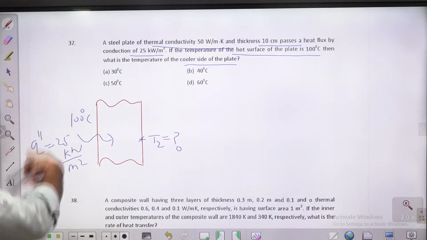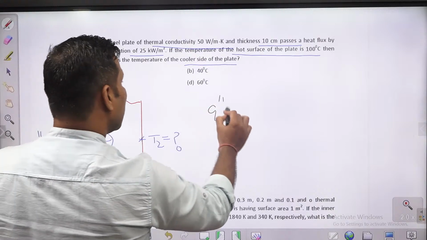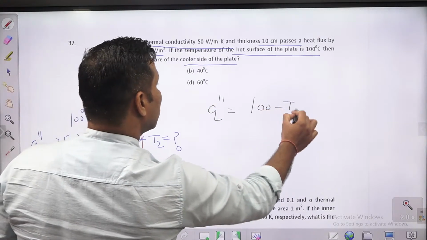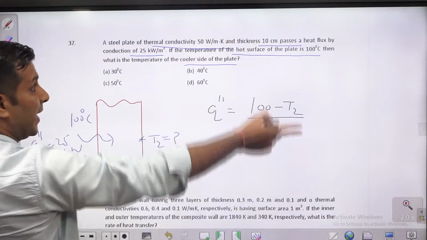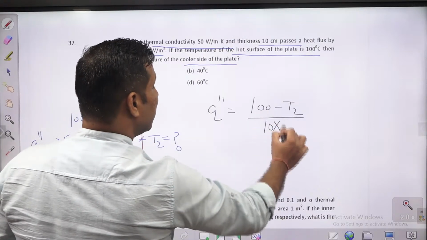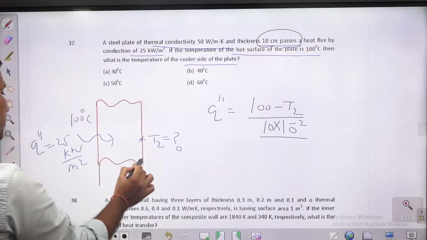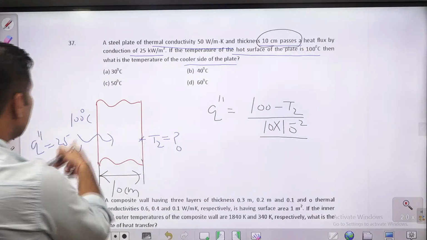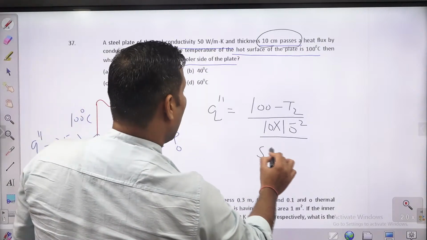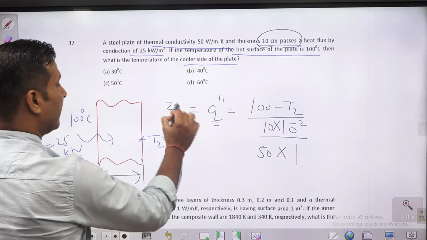Heat flux is the rate of heat transfer per unit area. Conductivity is also given. Heat flux is nothing but the temperature difference, 100 minus T2, divided by the resistance. Resistance is B by Ka. B is the thickness, 10 centimeters, so 10 into 10 to the power minus 2. K is 50. The area is 1, because we are having the heat flux.